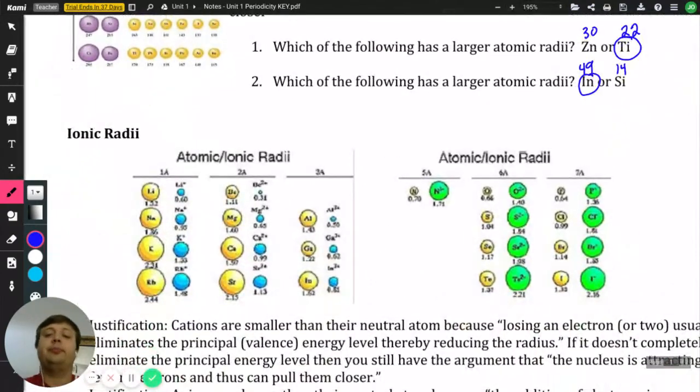So now let's talk about ionic radius. This happens when an atom either gains or loses an electron. Remember, that's how we make ions. We've got cations and anions.